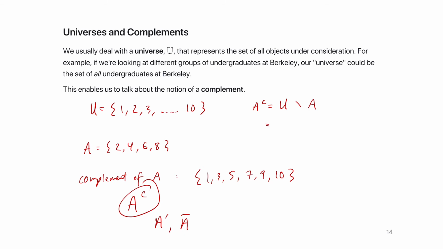And just to be thorough, if we want to put this in set builder notation, it's a set of all elements that are in the universe and not in A. Yes, in the back. It's like B is a subset of A. Yeah. And if you're trying to complement B, is it still just have to do with the universe? Yeah. Complement, you always look at the universe. Yeah.